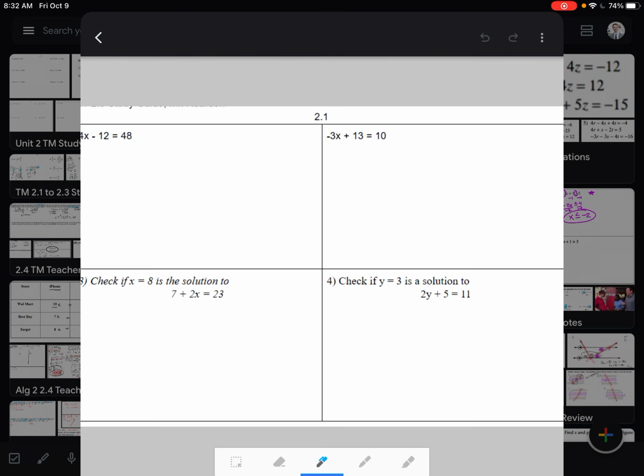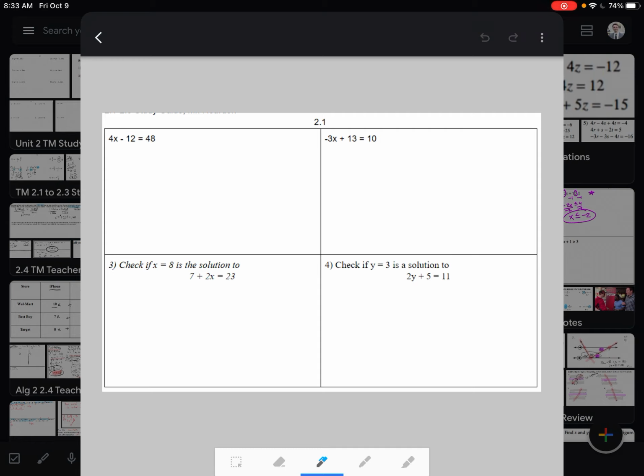Hi everybody and welcome. Today we're going to go through some of the different types of questions you're going to see on your assessment coming up this week. So the first is two-step equations.